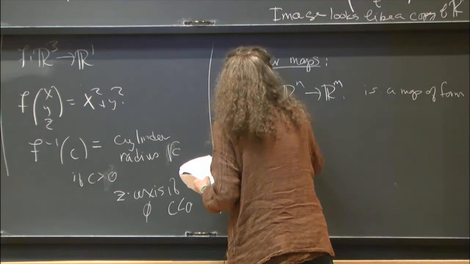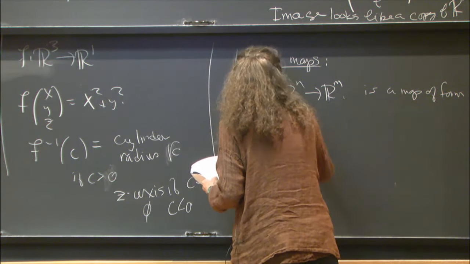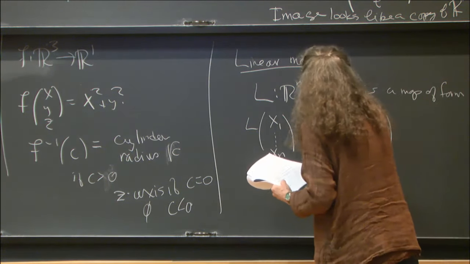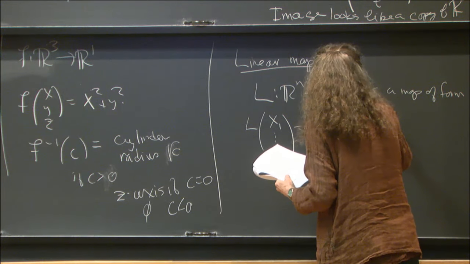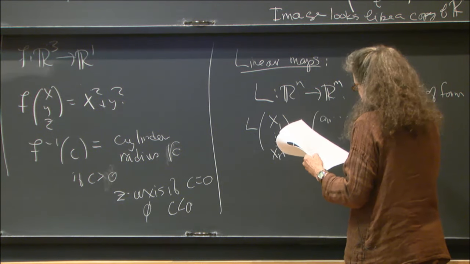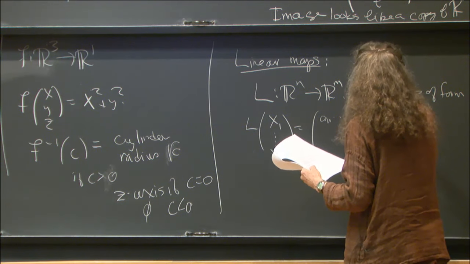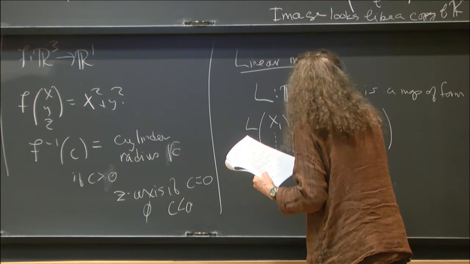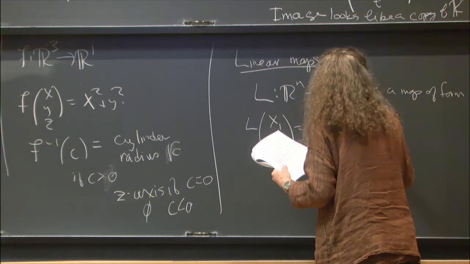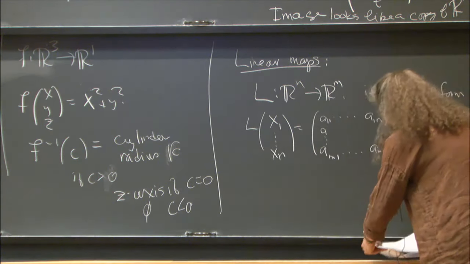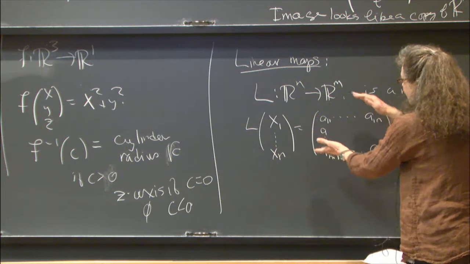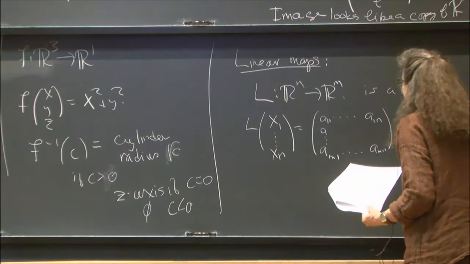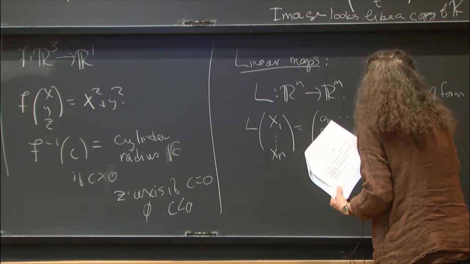L of x1 through xn is equal to, we need a matrix here, right? So it's going to be A11, A1m here, and A1n, it's going to have m1, amn, right? This direction is the domain, this direction is the range, right? So there are n of these and m of those. And we're going to multiply that by the vector x1 through xn.